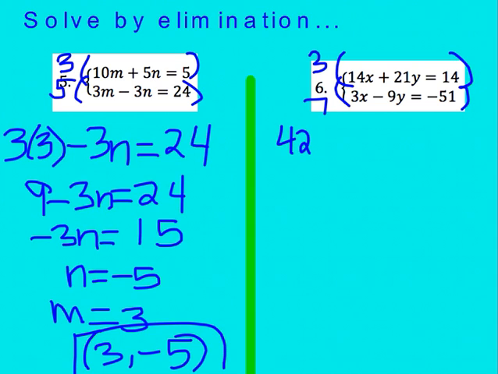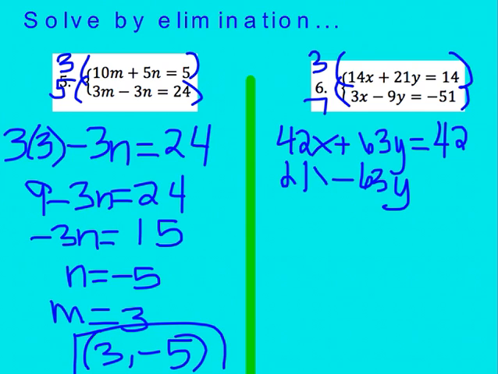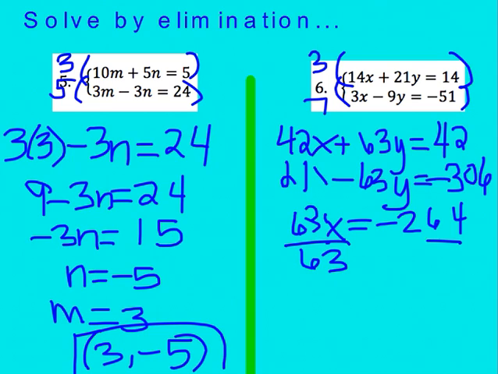So when I multiply the top equation by 3, I end up getting 42x plus 63y is equal to 42. Okay, then on the bottom, when I multiply by 7, I get 21x minus 63y is equal to negative 306. Okay, so what I need to do next is add down those columns. Well, 42 plus 21 is going to give me 63x. And then this is negative, so it's going to be negative 306 plus 42. That's going to give me a negative 264. So now to solve for x, I need to divide both sides by 63.